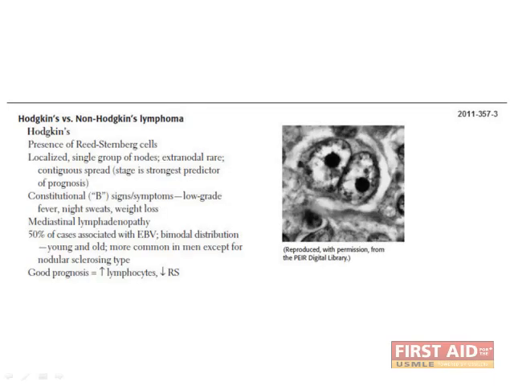Lymphomas can be classified as either Hodgkin's or non-Hodgkin's. Knowing the distinguishing features will help you make the diagnosis. The major features of Hodgkin's include Reed-Sternberg owl-eyed cells, constitutional sick symptoms such as fevers and weight loss, non-tender mediastinal lymphadenopathy, localized nodes that spread contiguously, association with Epstein-Barr virus infection, and old or young demographics.